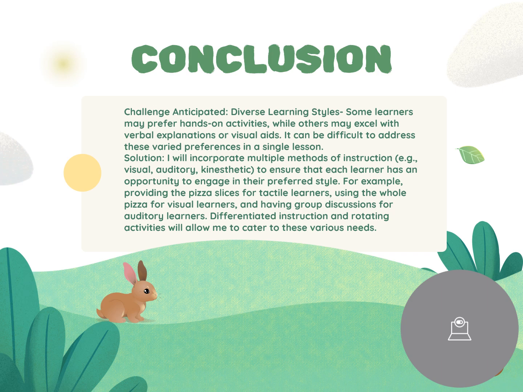Well, one of them, diverse learning styles. Some learners may prefer hands-on activities, while others may excel with verbal explanations or visual aids. It can be difficult to address these varied preferences in a single lesson. The solution? I will incorporate multiple methods of instruction, visual, auditory, kinesthetic, anything I can think of, to ensure that each learner has an opportunity to engage in their preferred style.